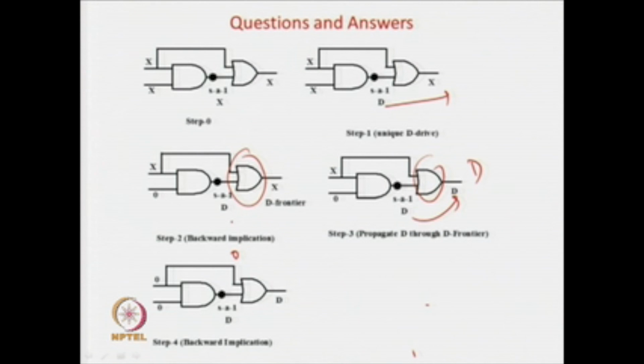So, let us see step 2. This D is the D frontier, the effect has to be propagated, but at the same time you also have to get the value of a 0 over here. So, again these 2 values have to be fixed. The value of the output of the AND gate is to be 0, and that has to be derived by backward propagation. So, you can say that this gate is a part of the J frontier.